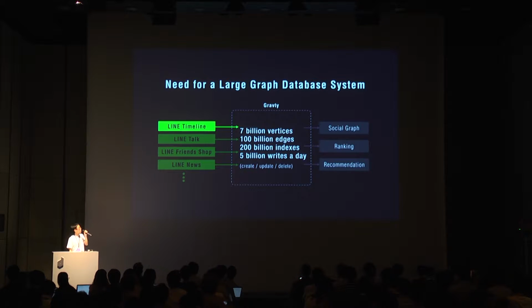As you can see here, LINE Timeline alone creates, stores, and processes billions of objects and relationships. This large amount of data is the source that helps us discover meaningful relational information. For example, LINE Timeline leverages this information for social graph, post ranking, and post recommendation.